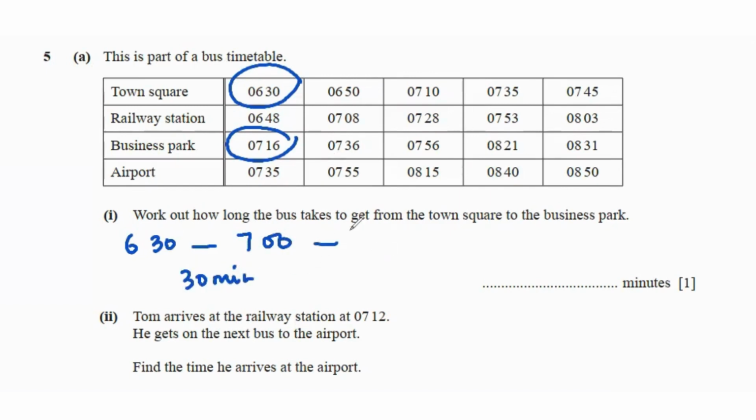From 7, it's going to then 7:16. So that is another 16 minutes. So if we add 30 and 16 minutes, that is 46 minutes. This is what we do.